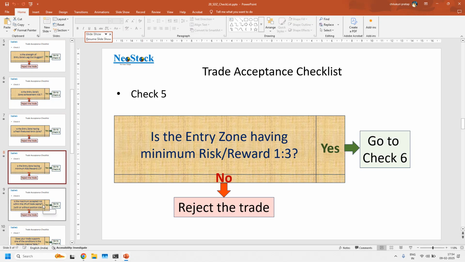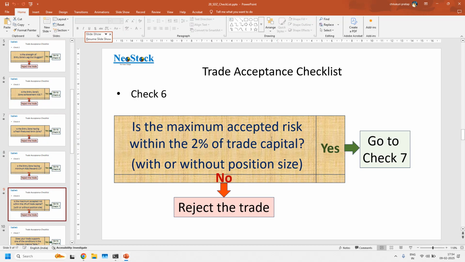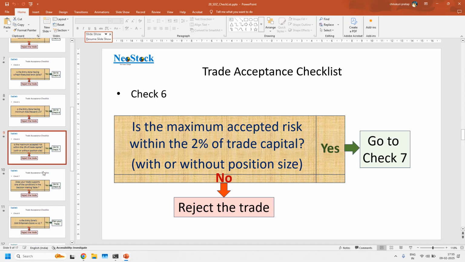Okay, next, checklist item 6 is the maximum accepted risk within 2% of the trade capital. Is it having maximum accepted risk within 2%? It should not cross 2%. This we will also take manually, because once you fix the entry, the risk up to your stop buffer value should be a maximum of 2%. Those calculations you should not depend on the machine. Those calculations you should do with the help of your own decision making. Okay, so these are the 3 checklist items we will take care of manually, and the remaining the software will take care of.